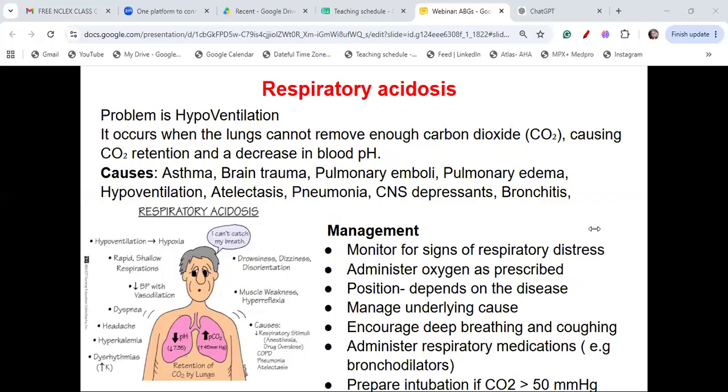But for general management, as a nurse, you need to monitor for signs of respiratory distress. Which are some of the signs that may show that a client has respiratory distress? Let me get that feedback from you. List some of the signs of respiratory distress.